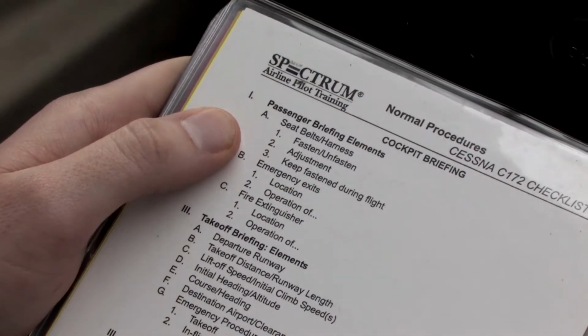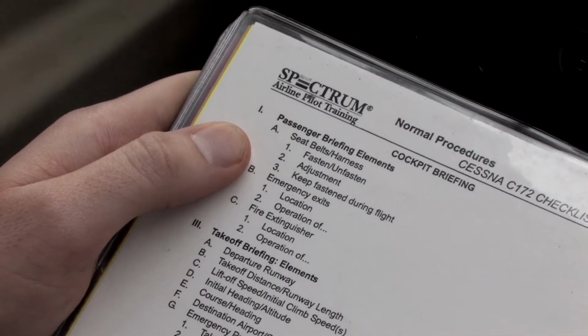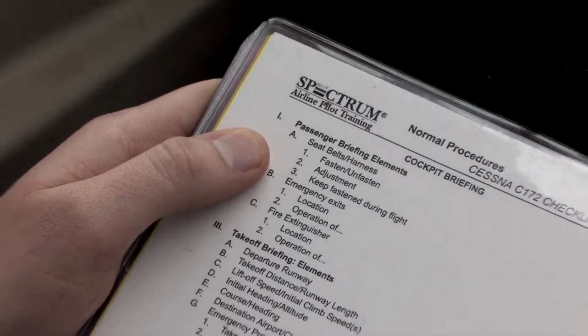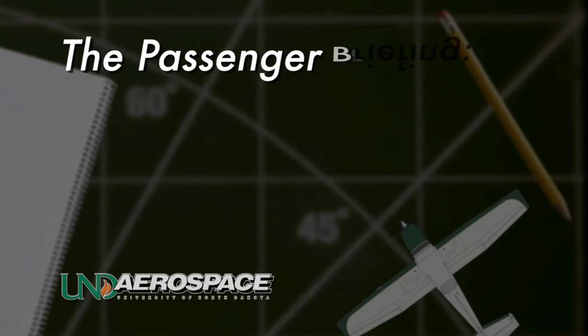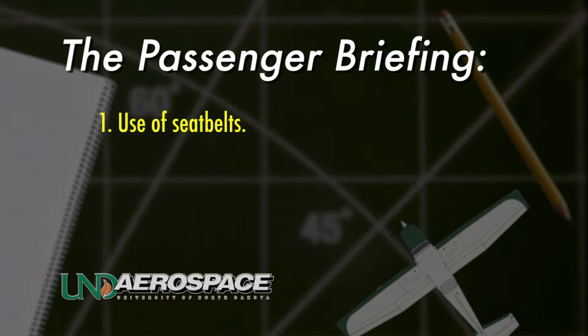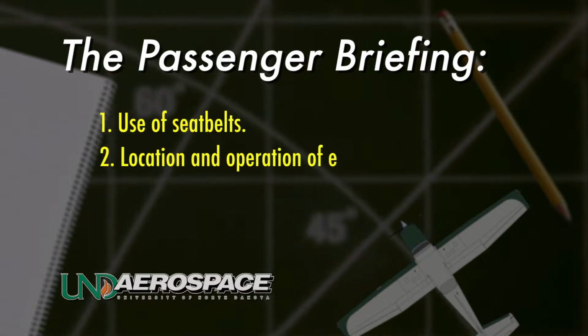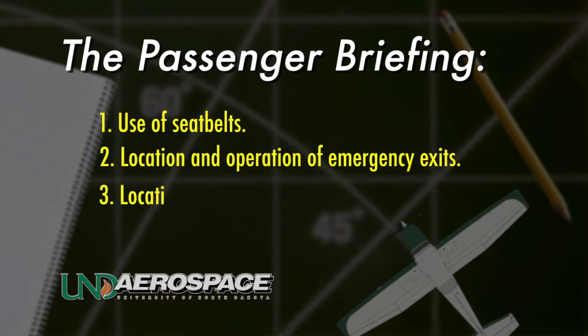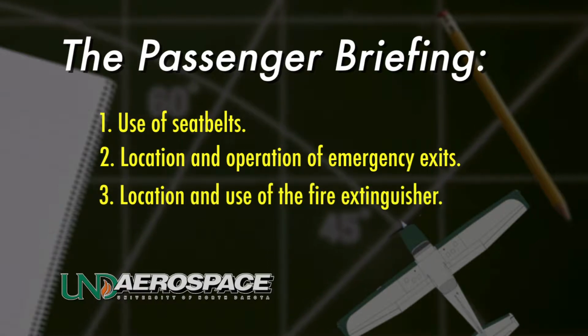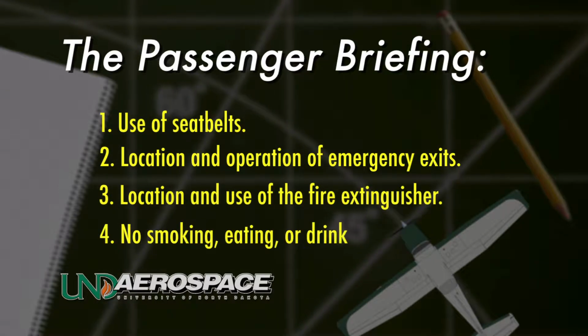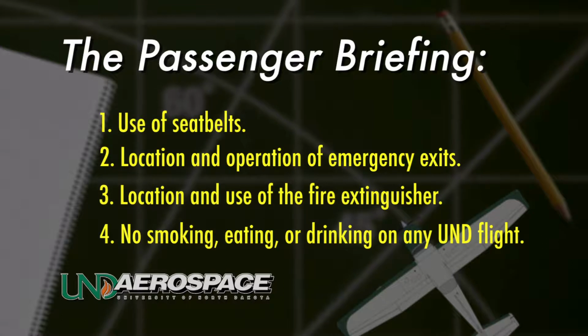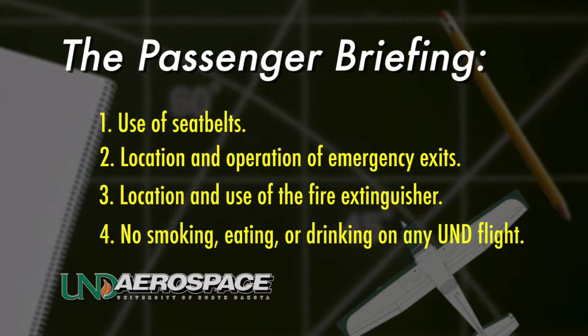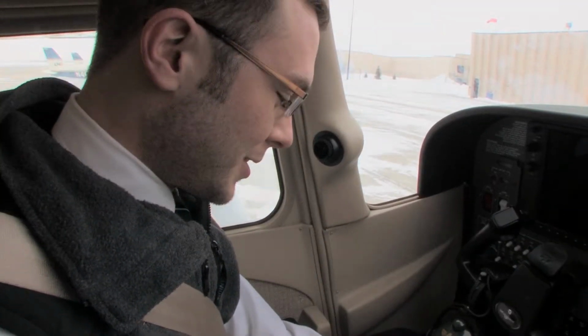The Cessna 172 Standardization Manual outlines the following items as mandatory for the passenger briefing: use of seat belts and shoulder harnesses, location and operation of emergency exits, location and use of the fire extinguisher, and a reminder that there is no smoking, eating, or drinking on any UND flight. Before start checklist, passenger briefing.